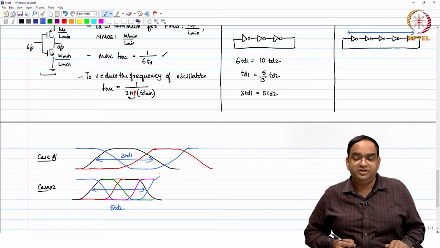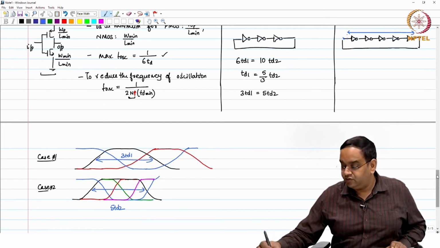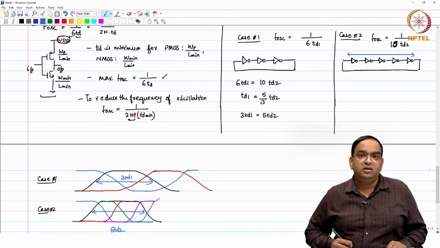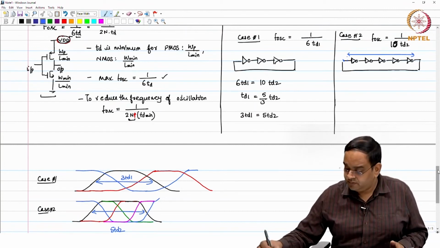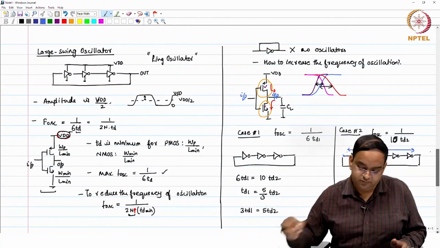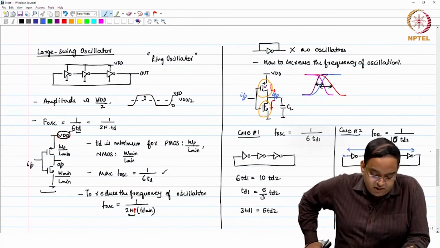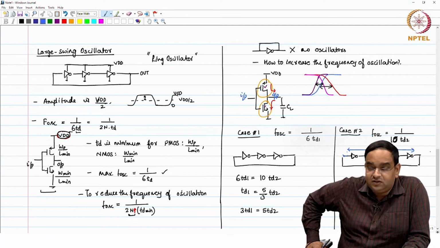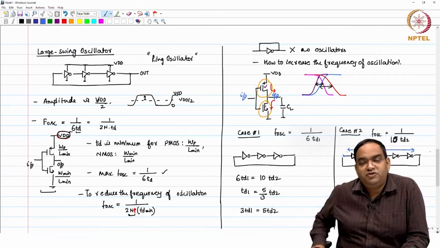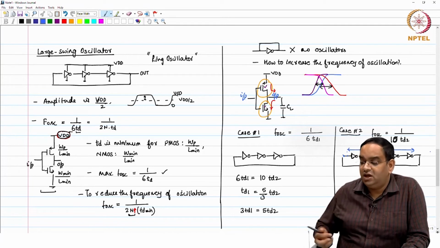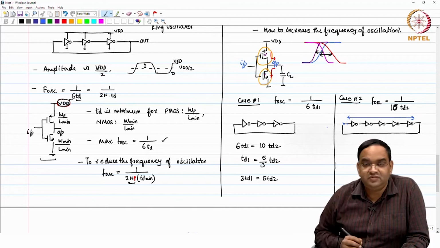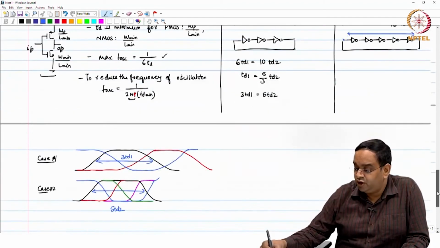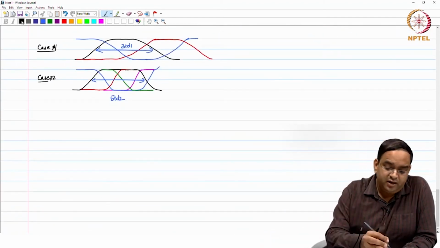Later we will see what happens in the presence of noise, but that is for later sessions. Okay. So, we are looking at the frequency of oscillation, and we find that there is an upper limit on the frequency which we can get in a given process. The way we can reduce the frequencies is by increasing the number of inverters. So, that is all we can do.